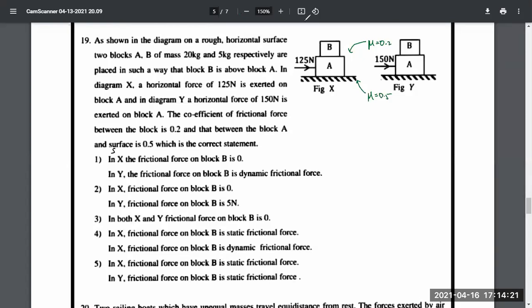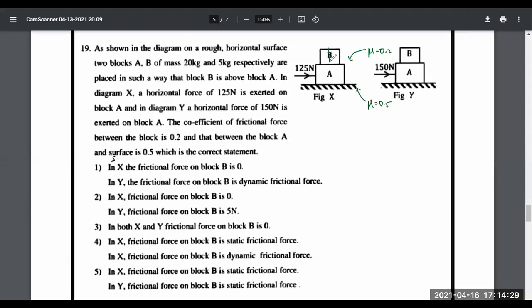First of all, let's try to find out the limiting frictional force. Here the perpendicular reaction acting on B is going to be balancing only the weight of B. So that will be equal to, I'll say RB, 50 Newton. And the perpendicular reaction acting on A, that is going to be equal to how much? It has to balance both the weights of B and A. Therefore, it's going to be 250 Newton, right?